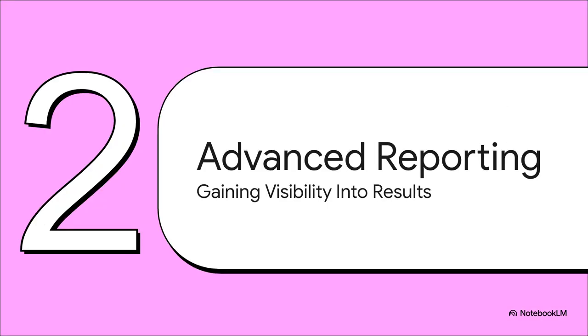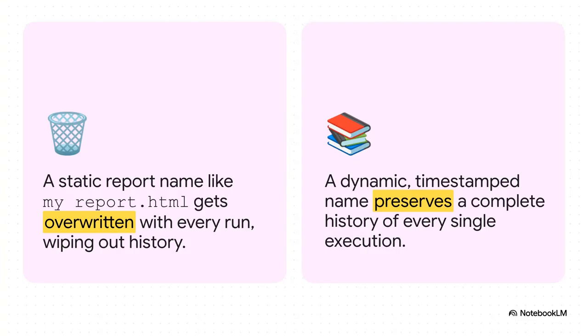All right, so you've got control over what runs. Awesome. But now, what about the results? I mean, the standard TestNG reports are okay, but something like Extent Reports gives you true visibility into what actually happened. I mean, think about it. The standard report just gets overwritten every single time you run your tests. Your history, poof, gone.